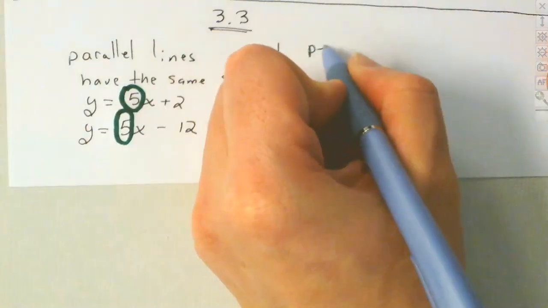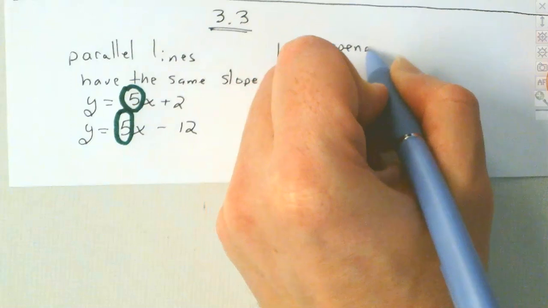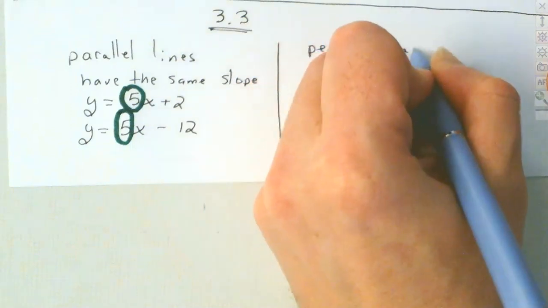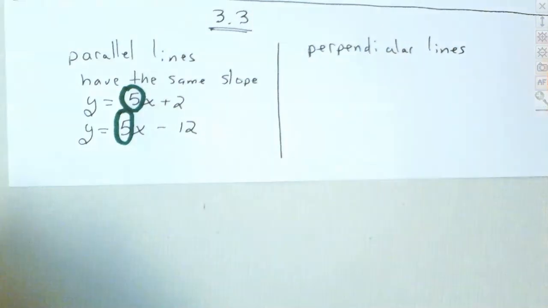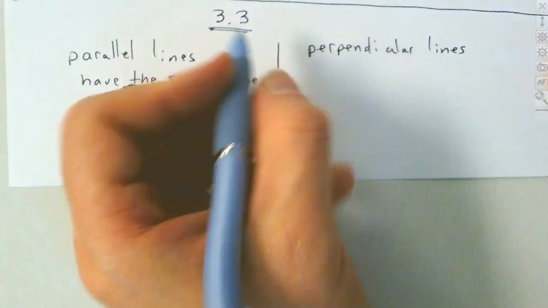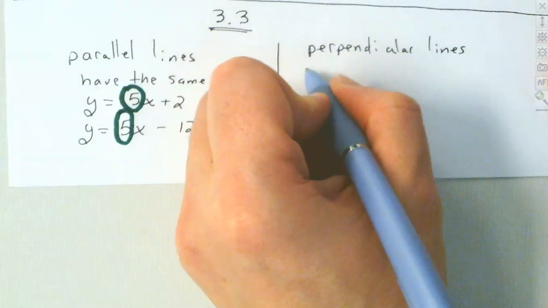Perpendicular lines, they have what are called negative reciprocal slopes or opposite reciprocal slopes.